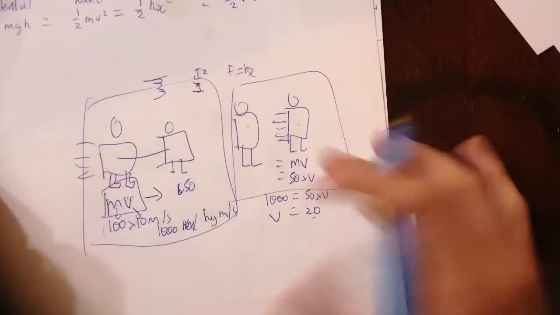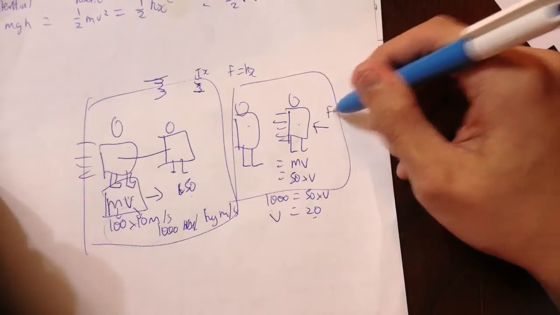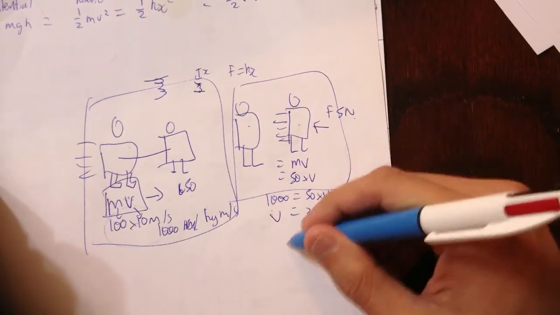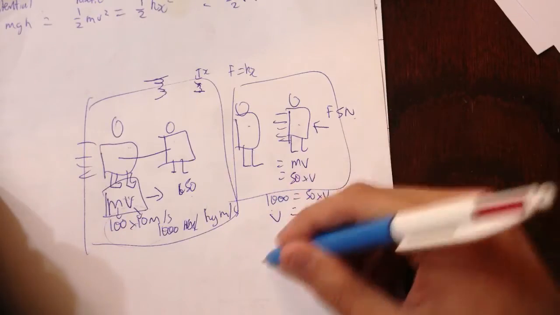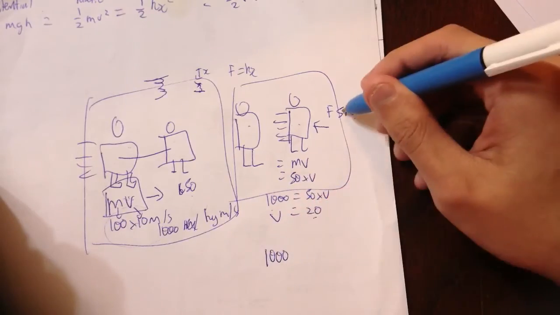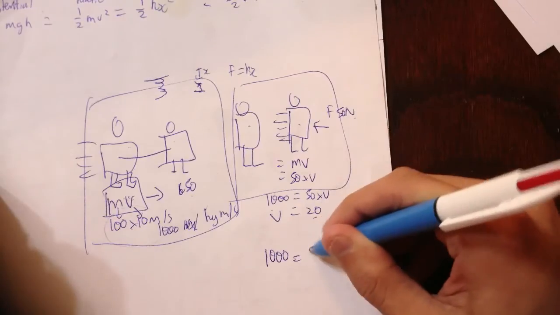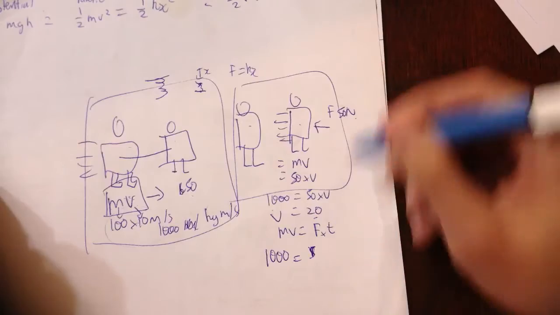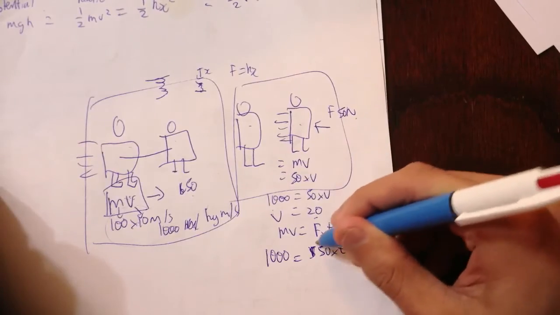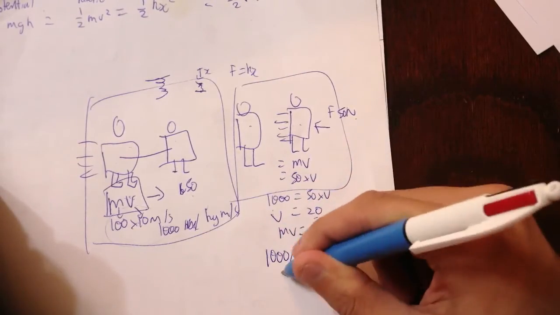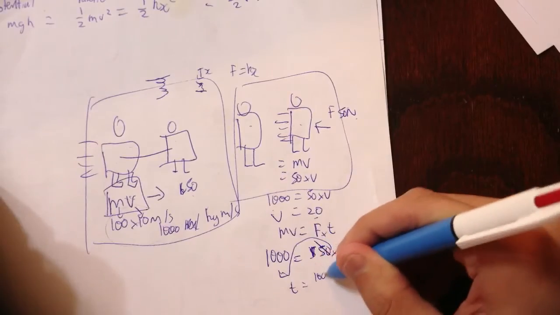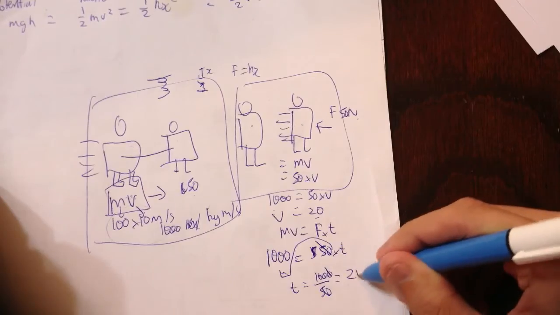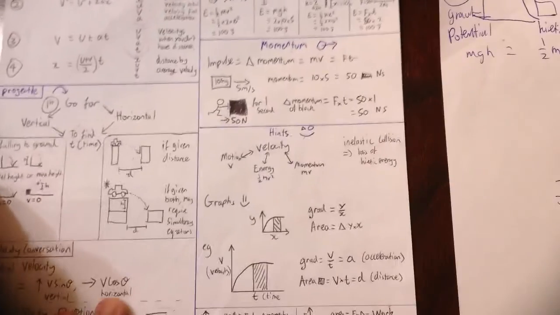And now if you want to lose all that, say someone was pushing on you with an average force of 50 newtons. How long would it take for him to stop you moving? We use momentum again. Your momentum equals 1,000, which equals mv equals F times t. F is 50 times t. Cancel, we take it over, and we get t equals 1,000 over 50, which is 20. It would take 20 seconds to stop you moving.